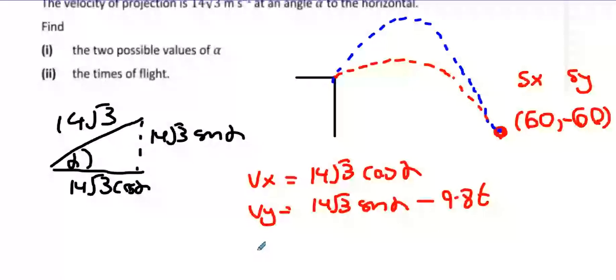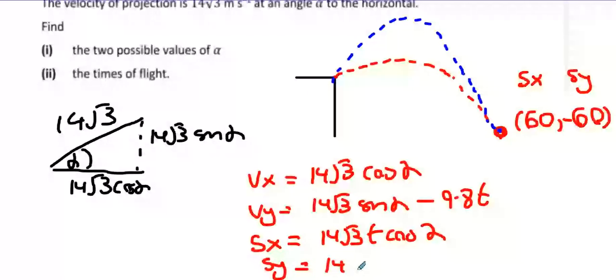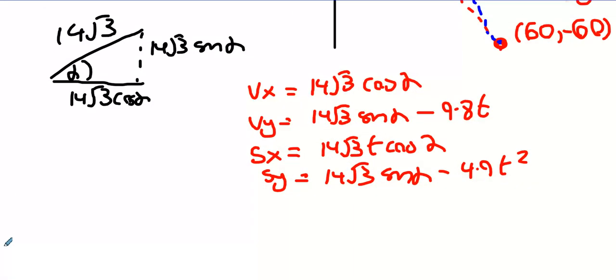And then Sx will be 14 root 3 t cos alpha. And then finally Sy is 14 root 3 t sine alpha minus a half gt squared, so minus 4.9 t squared. Now, we know the deal with Sx and Sy, and we're very aware that it could be done either using the blue path, which is a higher trajectory, or the red path, which is a lower trajectory. So we're going to get these two bottom equations. One of them's going to equal 60, and the other one's going to equal minus 60.